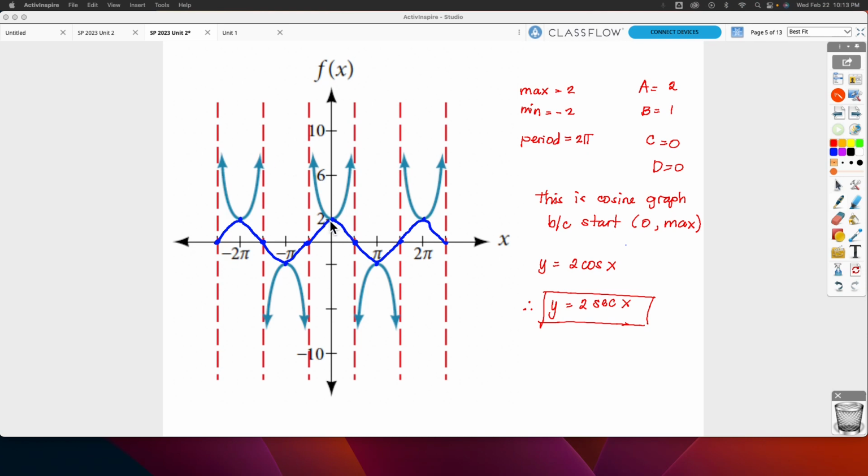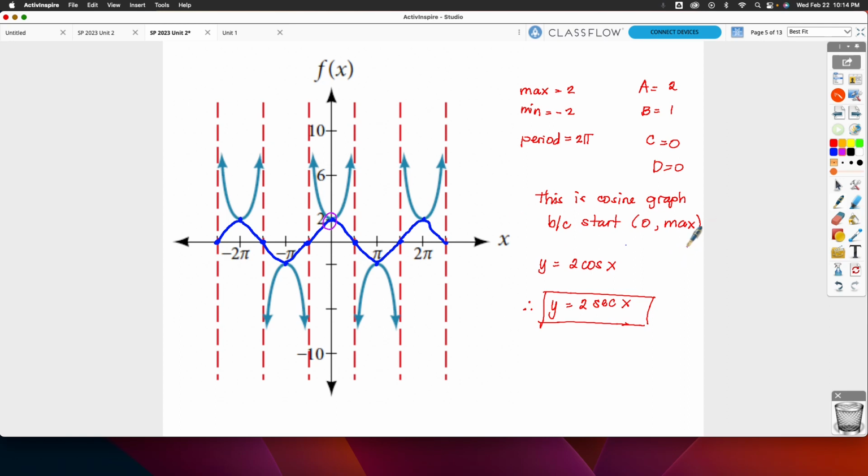So from one maximum to the next maximum, that's equal to 2 pi. So your b is equal to 1. Now, why is there no phase shift? Because notice that you can use this as your starting point, which is basically the maximum, the starting point for your cosine function. So this is a cosine graph.